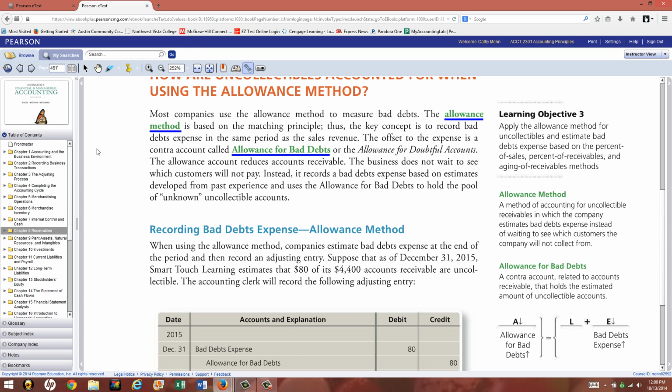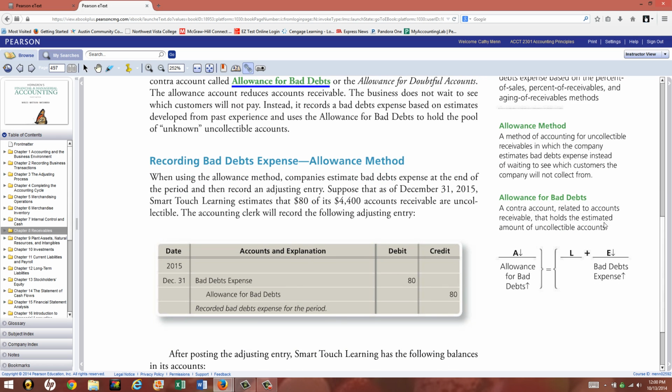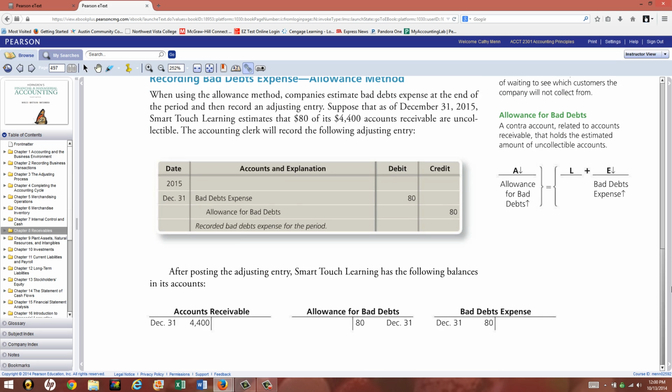Once we have calculated the amount, then we record it in this adjusting journal entry. Bad debt expense is debited. Allowance for bad debts is credited. It's not going to matter which method we use with the allowance method. Of the three, we're going to make this journal entry every month to show how much we do not feel like we're going to receive.